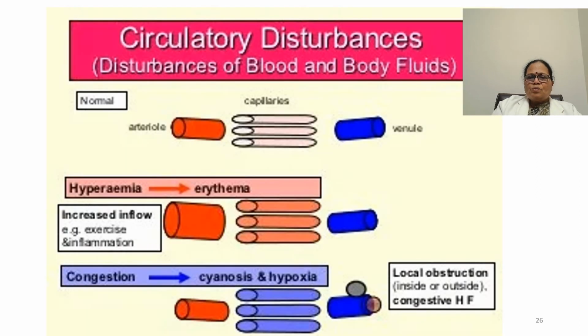So what are the circulatory disturbances? Normal: arterial, capillaries, venule. Hyperemia and erythema: increased inflow. Okay. Congestion, cyanosis: everything is blue. Local obstruction, inside or outside, congestive heart failure. Just now what I have shown is in a pictorial form.